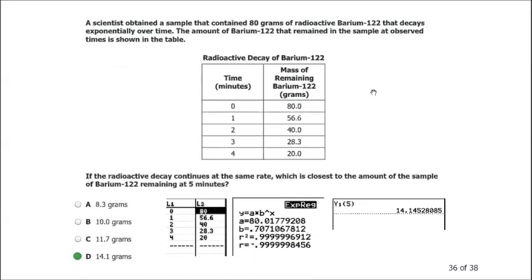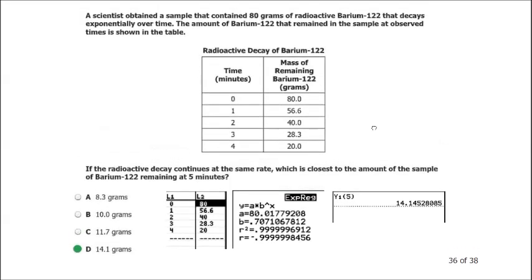A scientist obtained a sample that contained 80 grams of radioactive barium-122 that decays exponentially over time. The amount of barium-122 that remained in the sample at observed times is shown in the table. All right, let's see what we have. So, our x's are increasing, our y's are decreasing, so there is an exponential decay going on here.